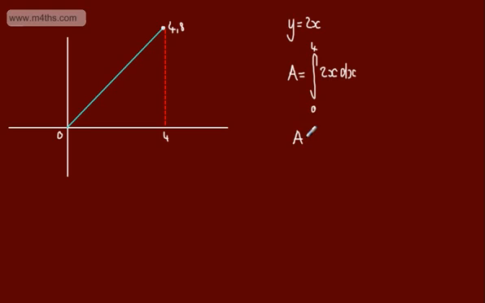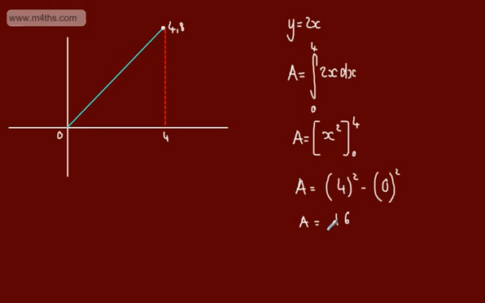So the area will be equal to, and we raise by a power and divide by the new power, so what we'd end up having is x squared. That is the integral of 2x. I'm going to evaluate between the limits of 0 and 4. All we're doing is putting 4 in here, so we get 4 squared, and then we subtract away 0 squared. When we evaluate limits, we evaluate the larger value and then subtract away the smaller one. So we can see that the area is going to be 16 units squared.